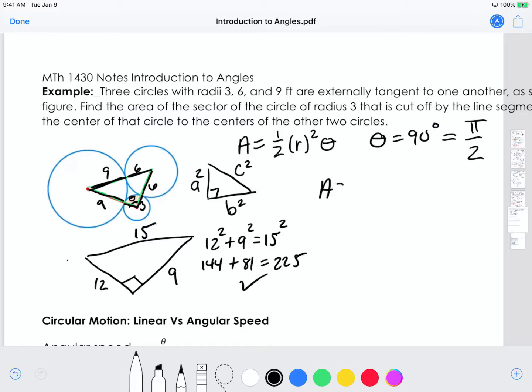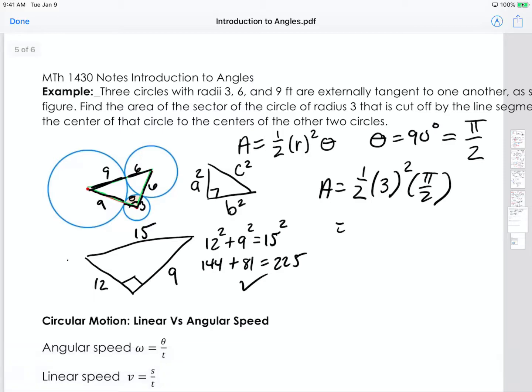So to find the area, I'm going to take 1/2. My radius for that little circle of the shaded area that we're trying to find is 3. So I'm going to take 3 and square it. And then my angle is pi over 2. So I have to multiply that all together.